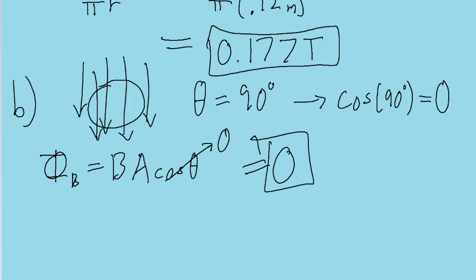Which makes sense when you think about it, because if you look at the diagram, if you look at the way the field lines are going parallel to the loop itself, that means that none of the field is actually going to be penetrating through the loop. So it makes sense intuitively to think that there is going to be no flux in the loop. And that is it for both parts of the problem.